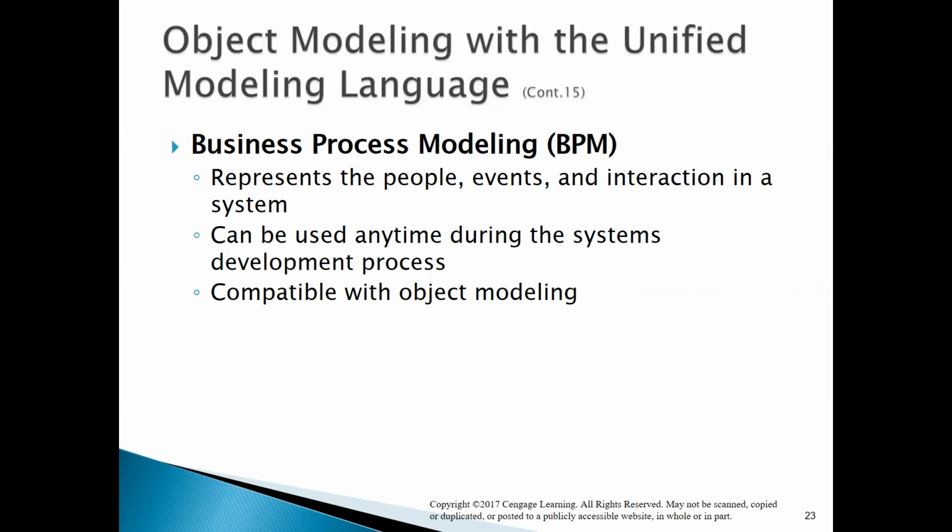In other words, when you are getting business process modeling done, it is just a diagram, or a process in which you show the interaction between the people, the system, and all the events that take place. And a very good example of BPM again is a use case diagram.